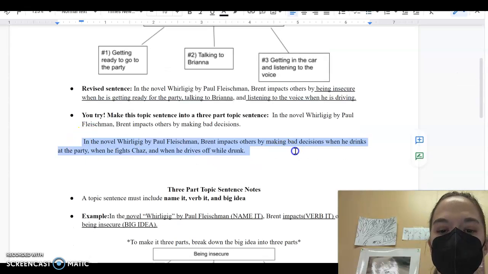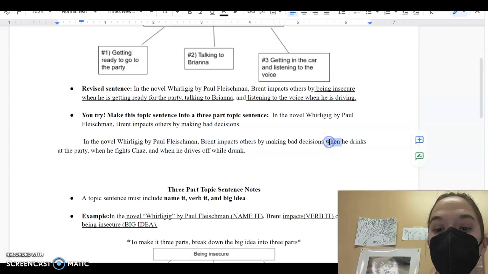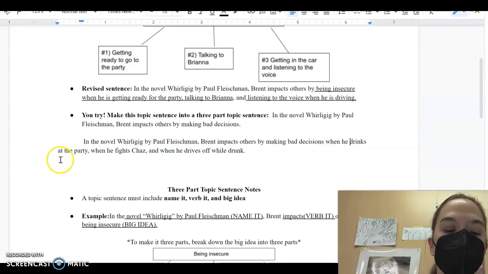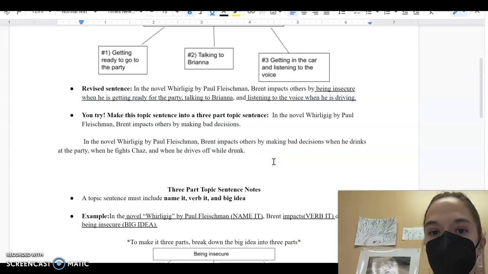So here we go. I have the same part of my sentence here. In the novel Whirligig by Paul Fleischman, Brent impacts others by making bad decisions when, again, keyword here, he drinks at the party, when he fights Chaz, and when he drives off while drunk. So the idea, again, is can I take that big idea and put it into three parts in the novel? So in the next one, you're going to do a quick activity where you try a couple of your own sentences, and then we'll check in on your work on that.